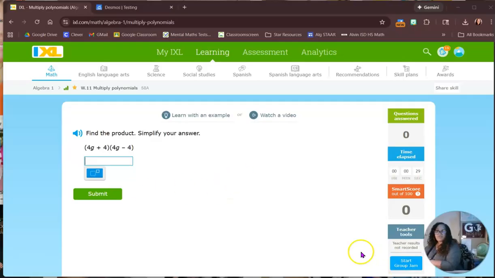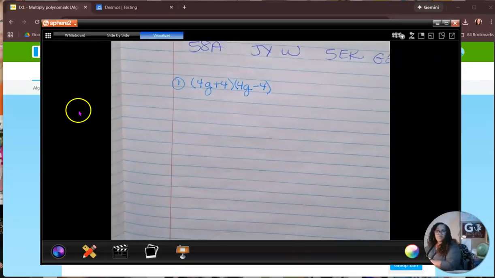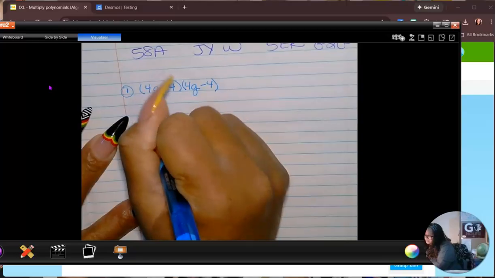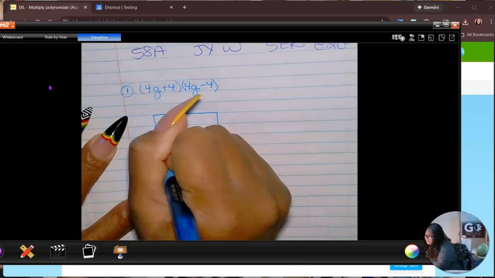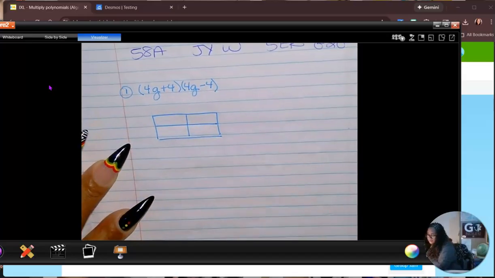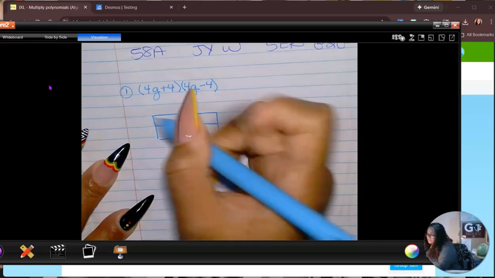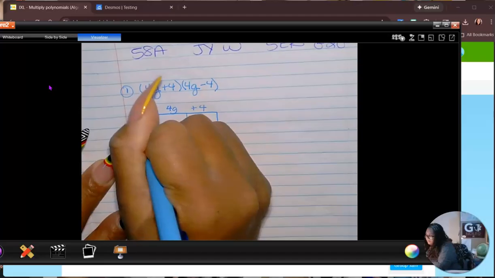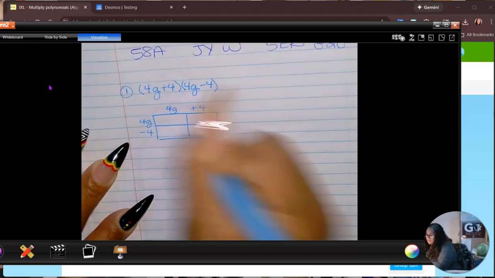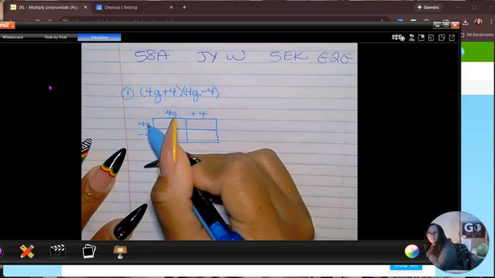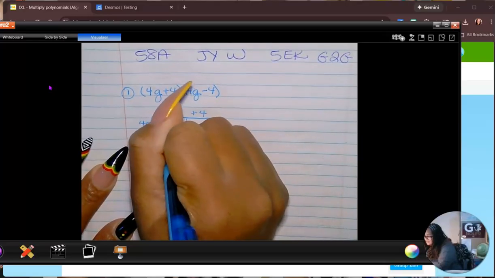Now, I prefer that we use the box method for this, where we create the rectangle using two lines, going this way, one rectangle, and then split them in half, going vertically and horizontally. And then we put 4g plus 4 across the top and 4g minus 4 along the sides.